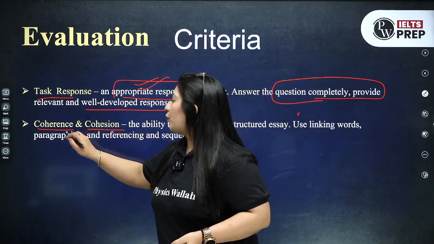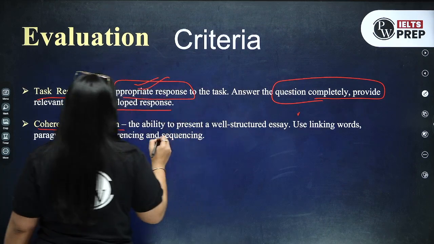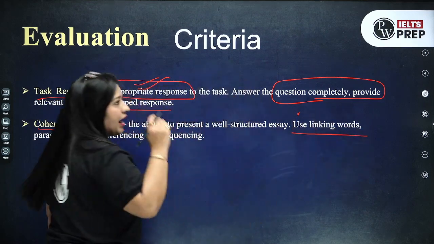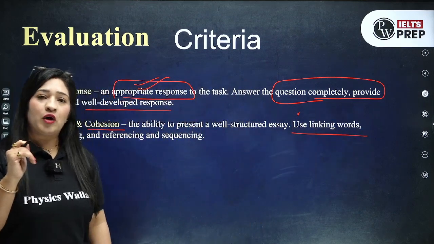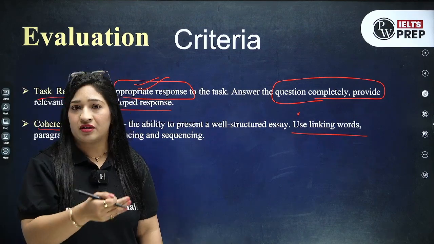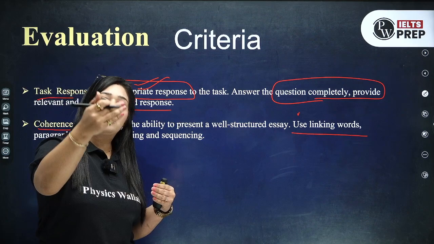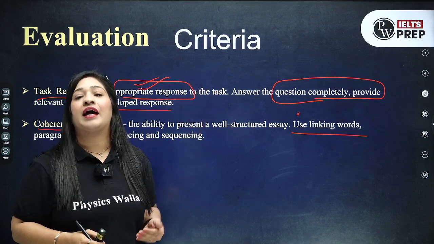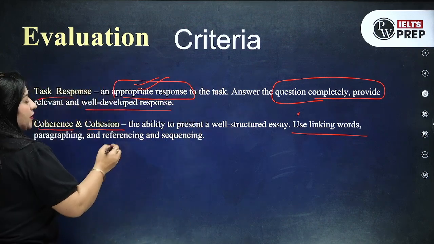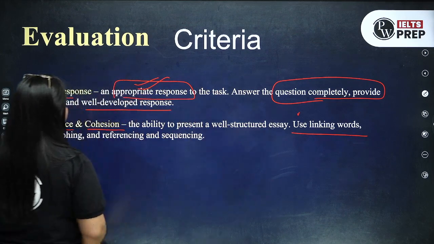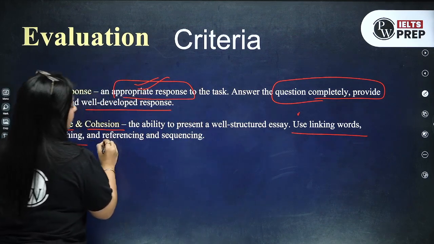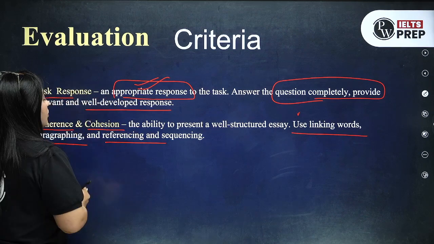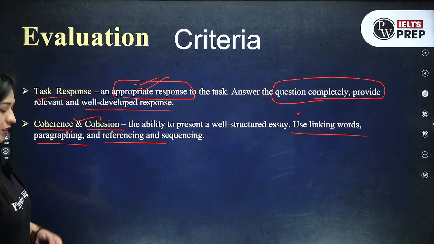So when I talk about cohesion and coherence, this is something which observes how good you are at linking your ideas. Let's suppose the very first reason I have given in my first body paragraph, and then I am going ahead with my second reason. So how well am I connecting my first reason to the second reason to the third reason, and most importantly, how am I connecting my introduction to the entire essay? So this is what will be observed here: how you are linking your words, what kind of paragraphing and referencing words you are using, and how you are using the sequence of the language. So this is what will be observed in cohesion and coherence.